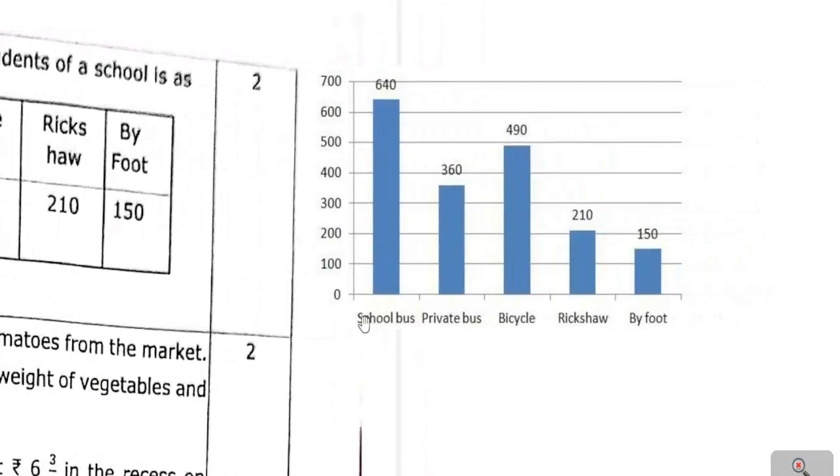So we can draw a bar graph with the help of the given data. We can take the mode of transport as the x-axis data and the number of students as the y-axis data. So to draw the graph, the school bus is 640, so you can mark a point between 600 and 700. In the same way private bus is 360, so it's near 400, so above 350 you can mark it. Bicycle is 490, so near 500 you can draw here. Rickshaw is 210, so it's near 200. And by foot 150, it's between 100 and 200. In this way you can create a bar chart.